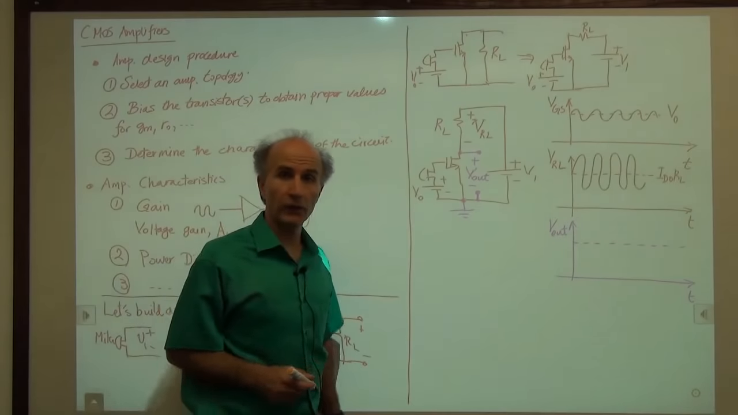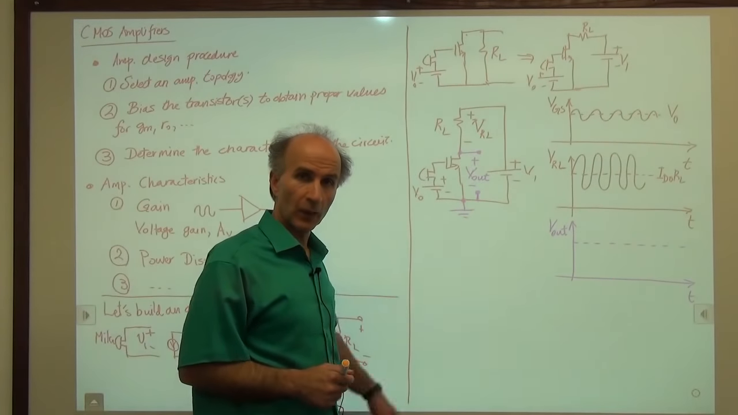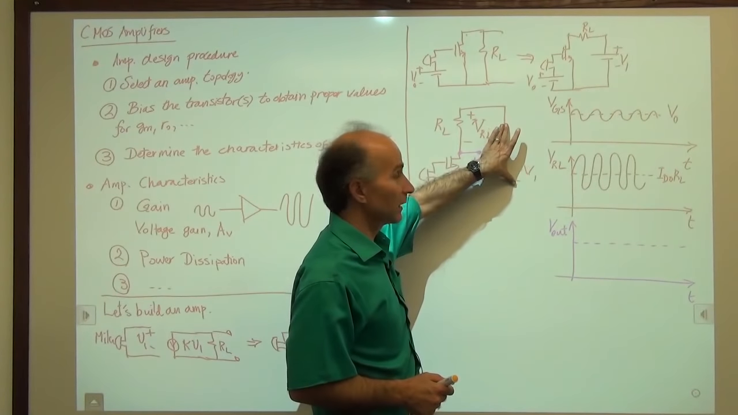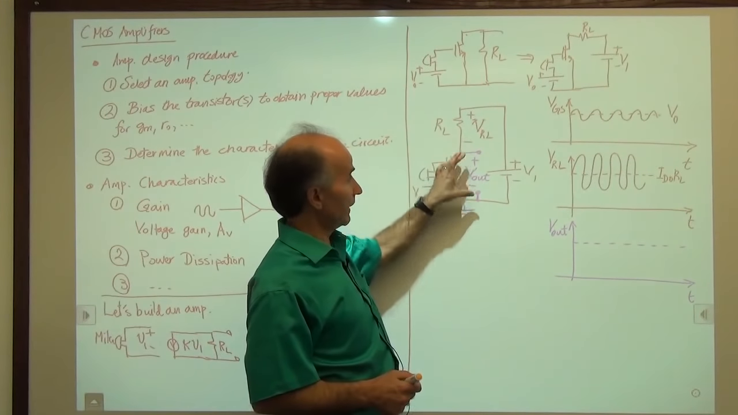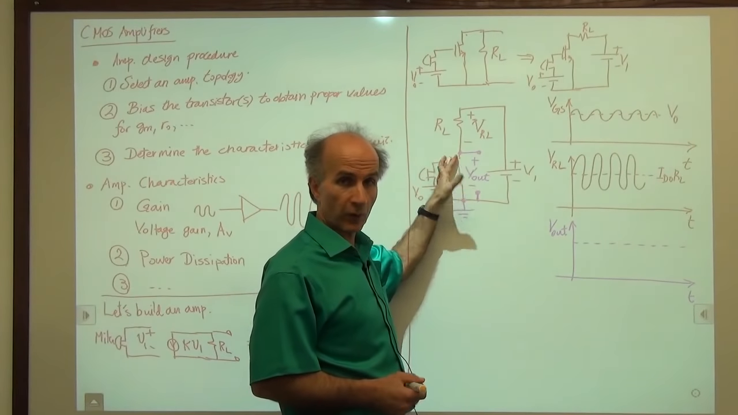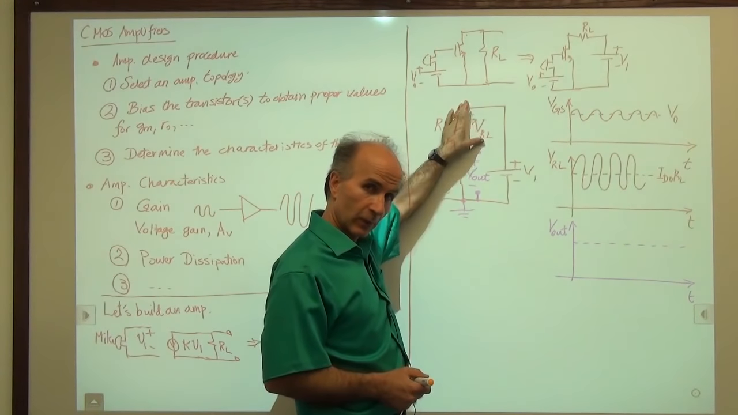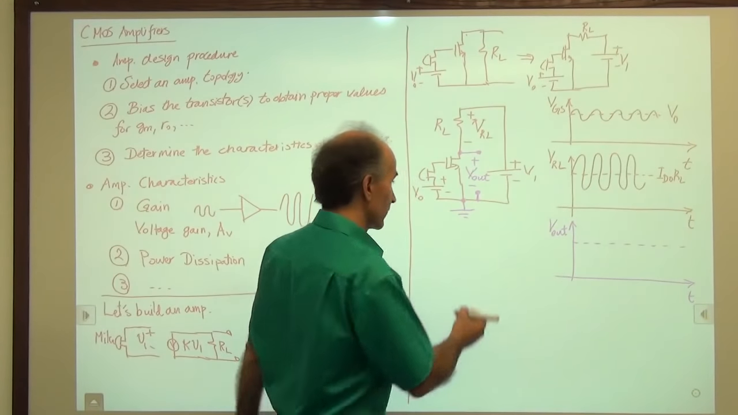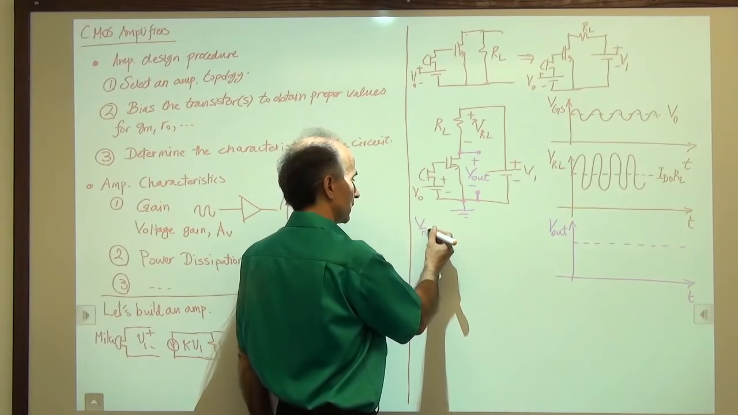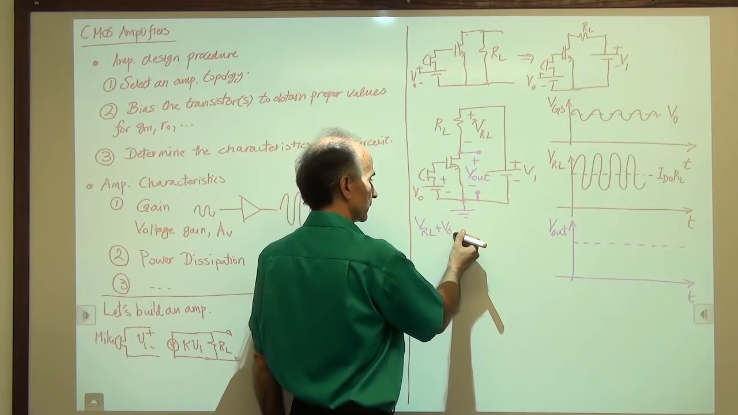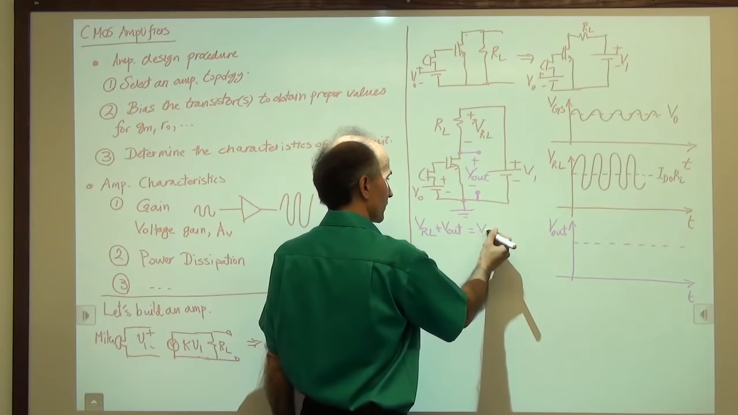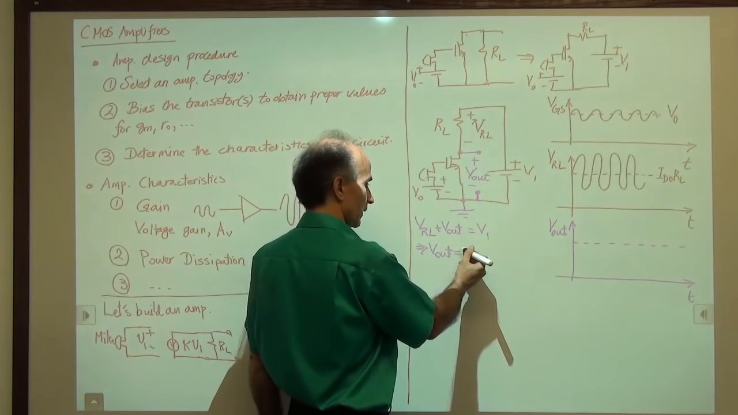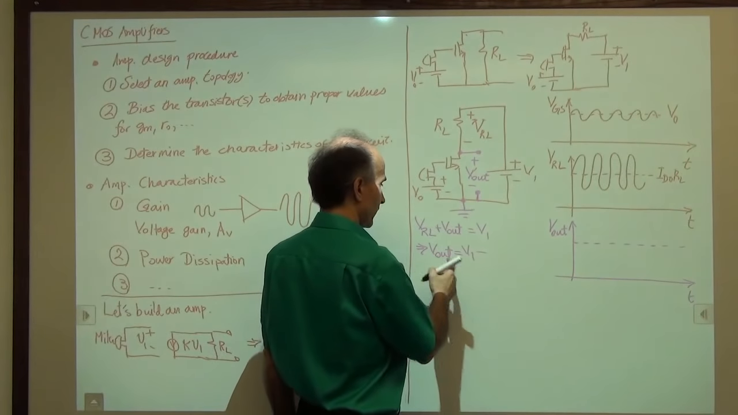Okay, so what did you get for V out? Well, we can write a KVL around this loop. We have V1 here, we have VRL here, and V out here. So, for example, I can say VRL plus V out, these two are on top of each other, must be equal to V1. So we have VRL plus V out equals V1, which means V out is equal to V1 minus VRL.